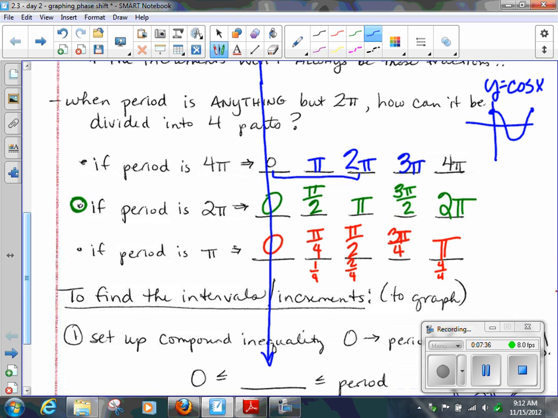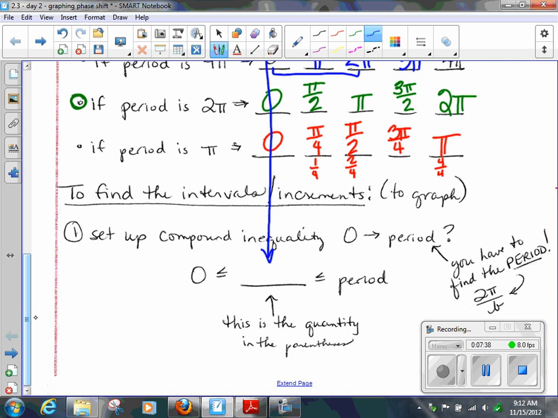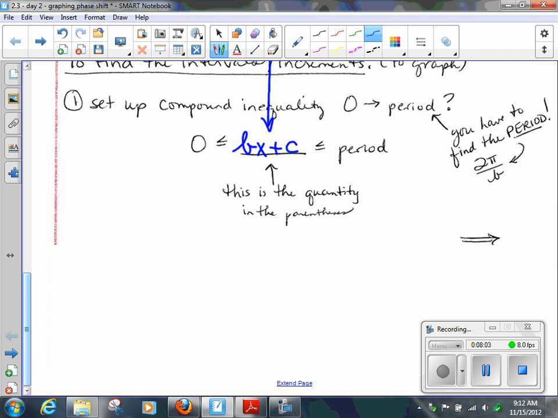I sure do. All the way down. And we're going to put that bx plus c in the middle of our compound inequality. And this is going to help us to determine what the length of this curve is going to be. It's going to start, where it's going to start, where it's going to end. Okay? 0 is going to be your beginning point.